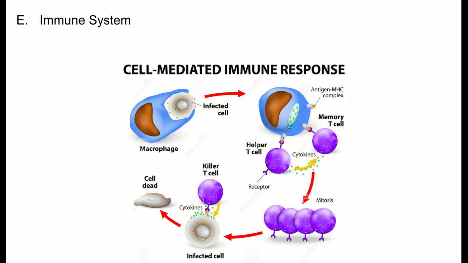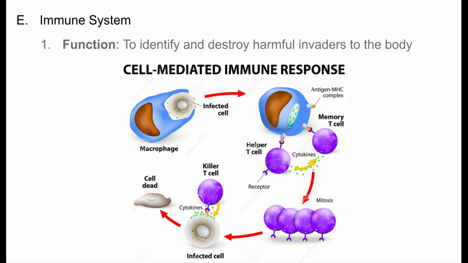And here finally is our last system for today, the immune system. Its function, detail 1, is to identify and destroy harmful invaders to the body. And let me just preface this by saying I am going to be way oversimplifying the immune system. The immune system is unbelievably complex.